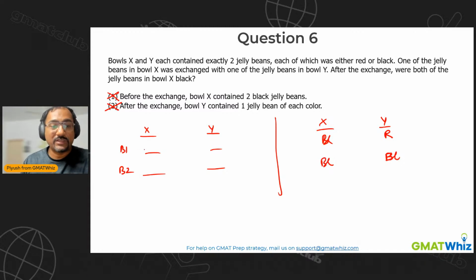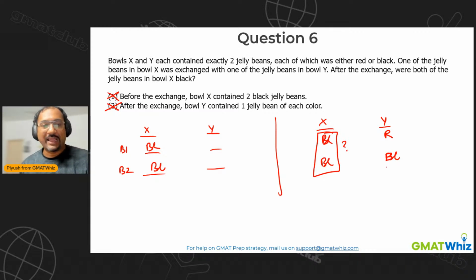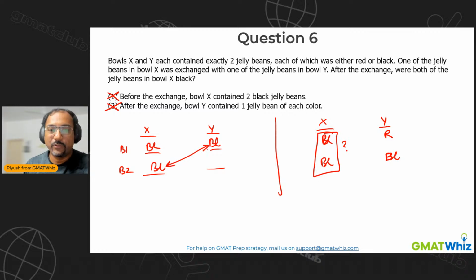Now, if I combine both pieces of information, I know that earlier in bowl X, there were two black jelly beans. And now in bowl Y, this is a question mark again. This is still not confirmed. Now in bowl Y, there is a red and a black jelly bean. Now, there are still two possibilities. It is possible that the jelly bean that was exchanged was a black one, and the other jelly bean was red initially in Y itself. In that case I'll get both black.